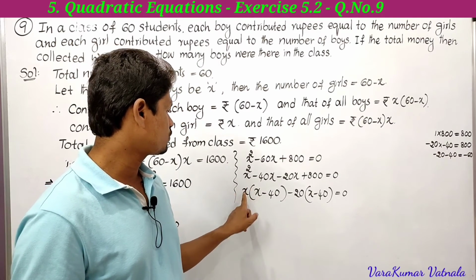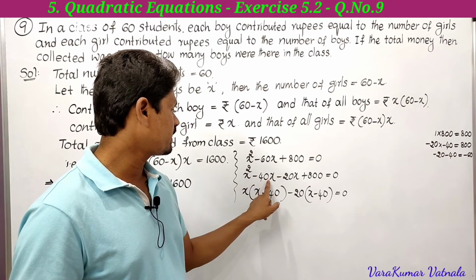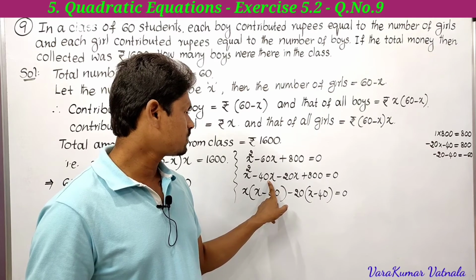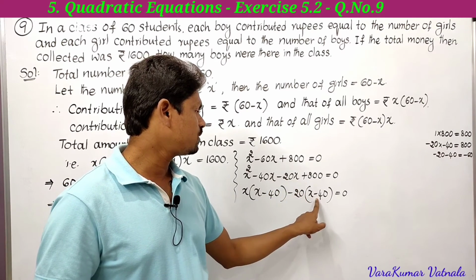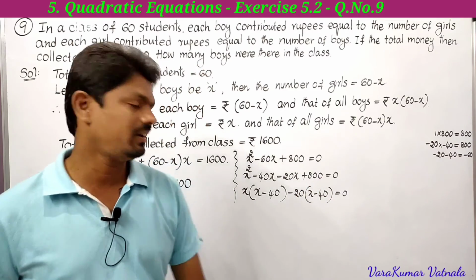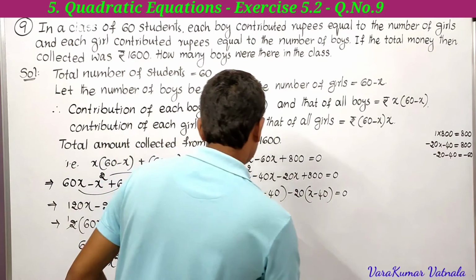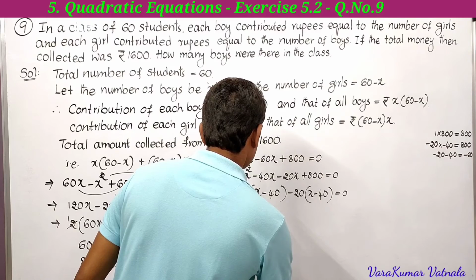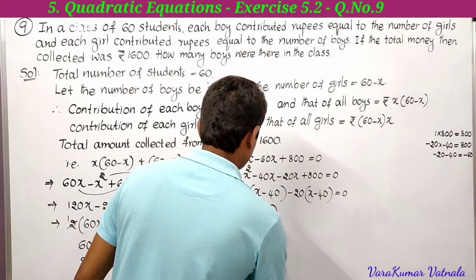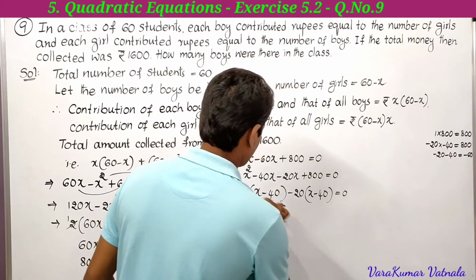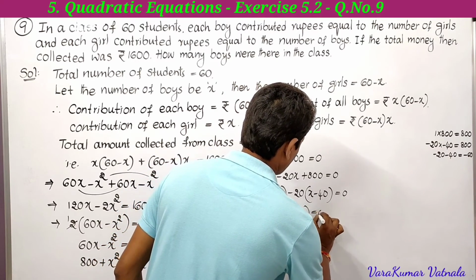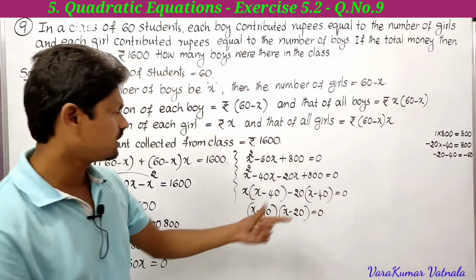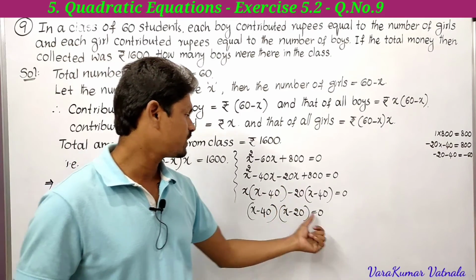x into x, x square, x into minus 40, minus 40x. So next, minus 20 into x, minus 20x, minus 20 into minus 40, plus 800. So again x minus 40 is common. Here x is there, here minus 20 is there, is equal to 0. So totally x minus 40 is common, here x, here minus 20.